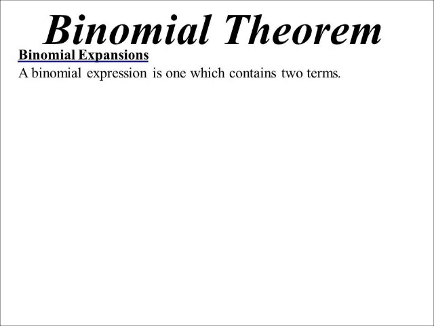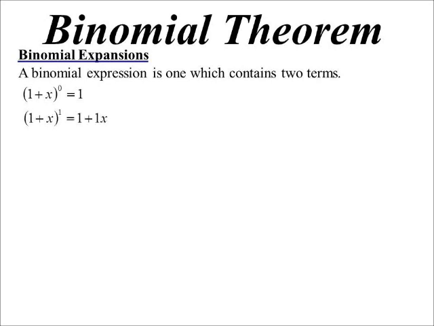Okay, let's have a look at our binomial theorem. So binomial expansions, which I guess you've been doing for a while, all it really is, it's an expression with two terms. That's a binomial. So to expand them out, we then raise them to some power. So 1 plus x to the power of 0, I guess, would be the simplest binomial. And of course, anything to the power of 0 is 1.